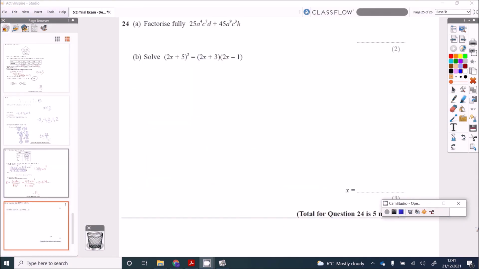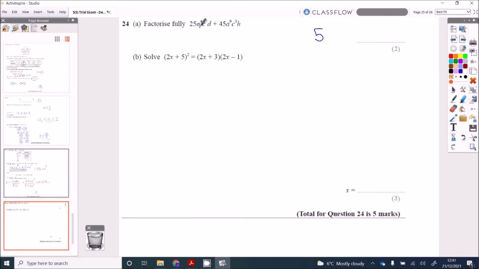Okay, 24a, factorize fully. Now remember, factorizing means putting in the brackets, and the word fully is really indicating to you you're going to be taking out more than one component outside the bracket. So just work your way along. What's the highest common factor of 25 and 45? What's the largest number that goes into it? Well, does 15? No, 15 doesn't go into 25, so we can take out a 5.